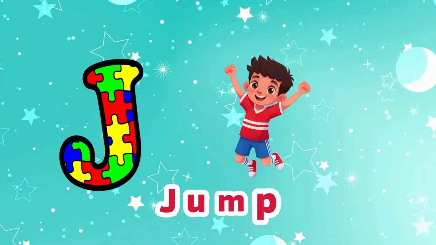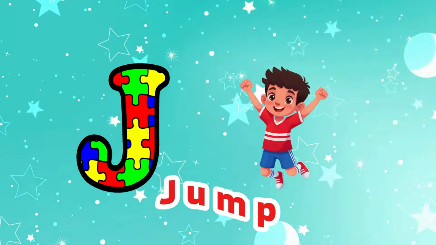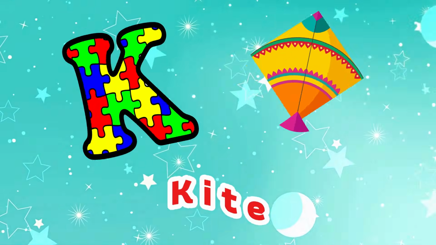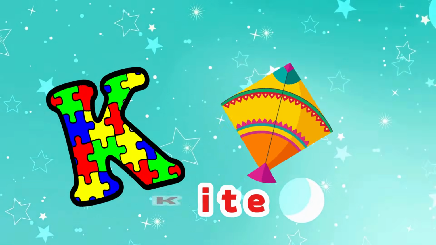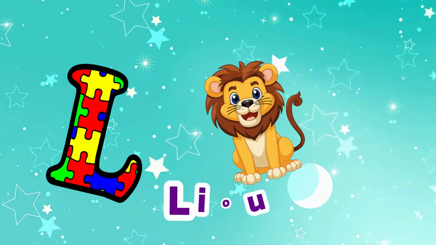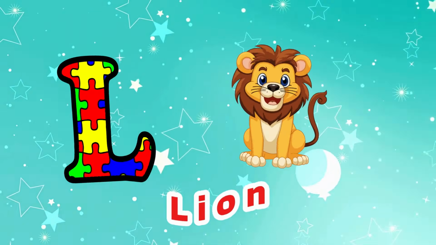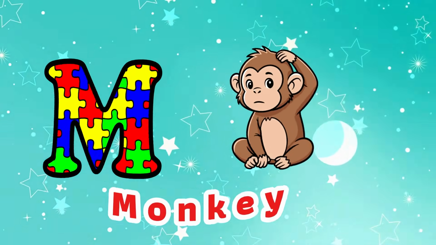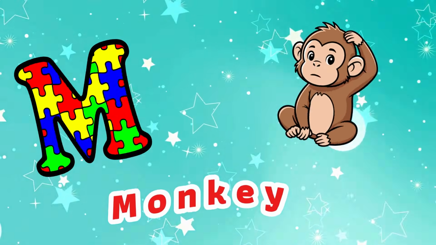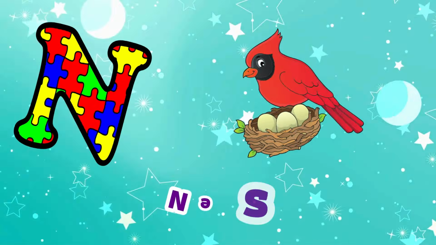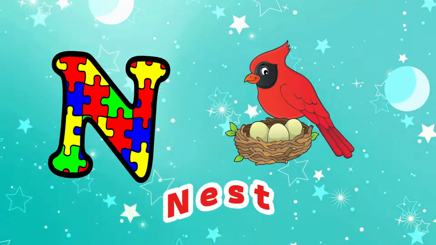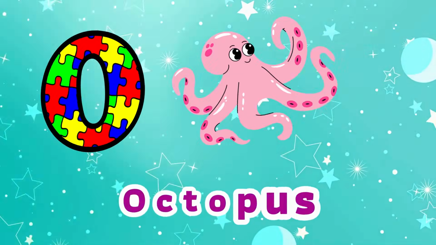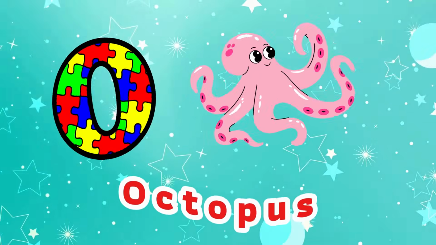J is for jump. K is for Kate. L is for lion. M is for monkey. N is for nest. O is for octopus.